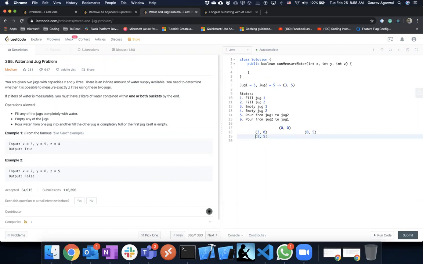This state is one we have not seen previously, so it's a valid state. Is it 3 5 or 0 3? Right now we are at the state 3 0. From 3 0, if we look at the second operation, fill jug 2, we will reach 3 5.